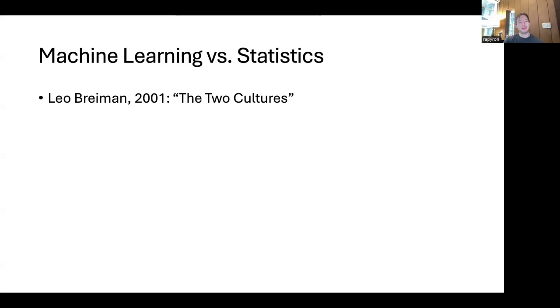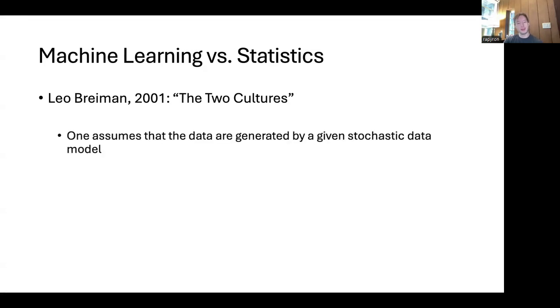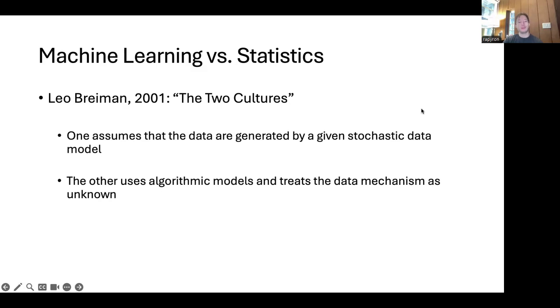But he gave this lecture, and then he turned it into a paper about the two cultures. And so what he identified was that there were two major approaches to data analysis. He said one assumes that the data are generated by a given stochastic model, and this is sort of classical statistics. And the other uses algorithmic models and treats the data mechanism as unknown. So in statistics, and I'll talk a little bit more about this, we think that the data generating process in nature is something real that we can learn about.